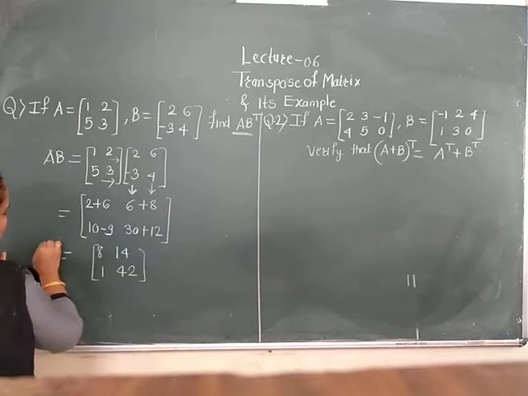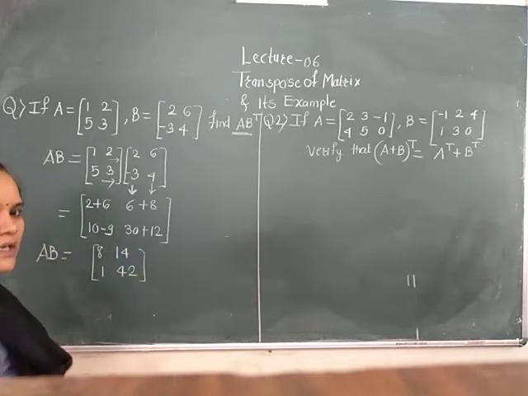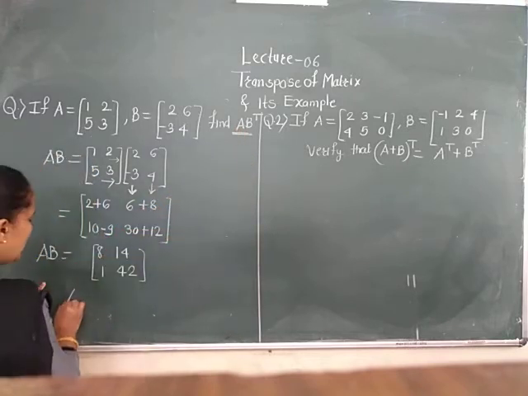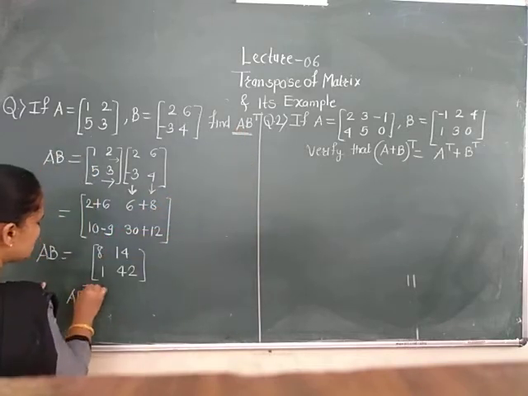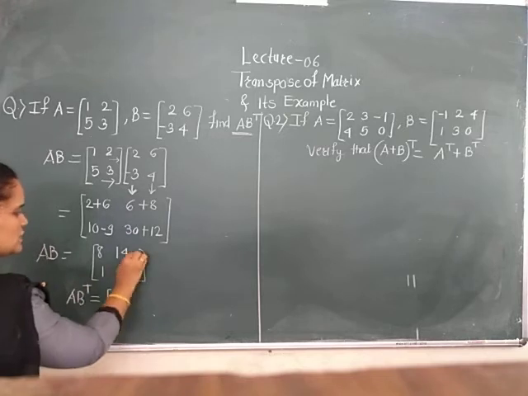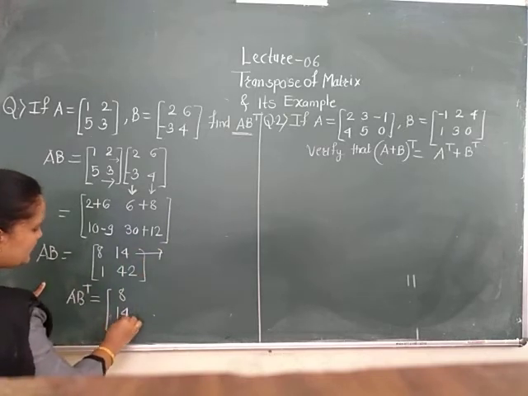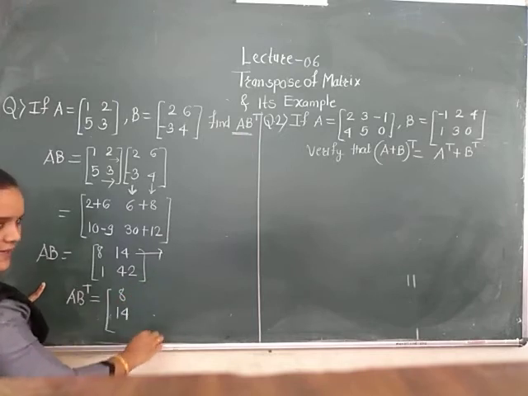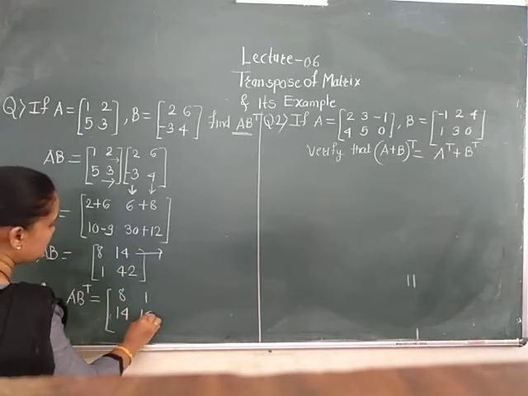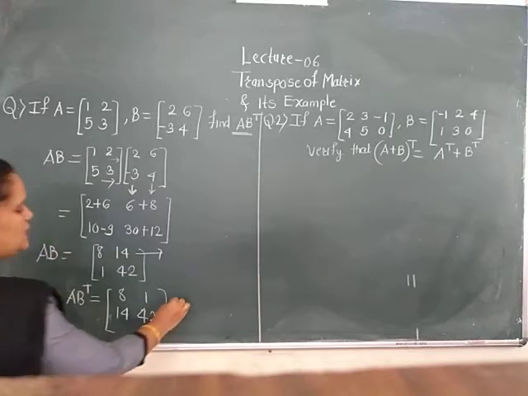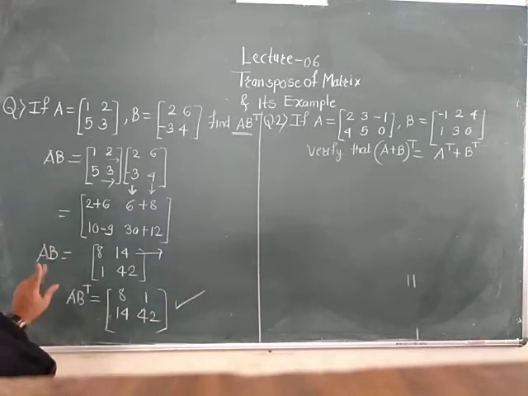So this is the value of AB here, but we have to find out (AB) transpose. So (AB) transpose will be equal to, now this first row becomes first column, so I will write in this way, and second row becomes second column, so 140, and this is (AB) transpose.